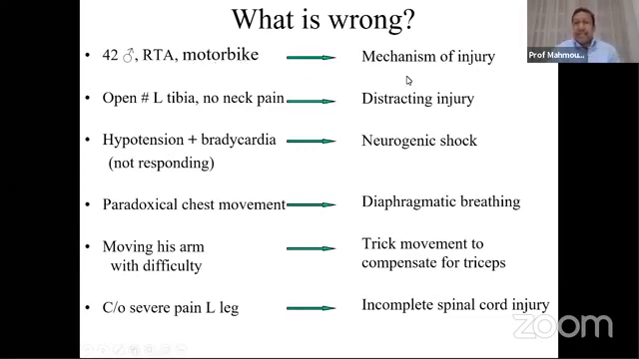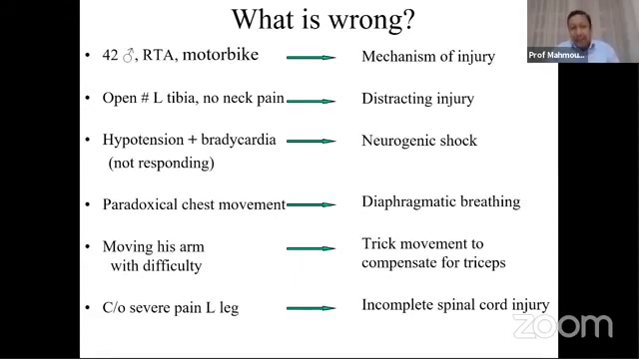Motorbike means the mechanism of injury can cause cervical spine injury. So you must have a high index of suspicion when somebody tells you, okay, I was diving from a very high level and I fell and my head came first and hit the floor. So from the mechanism of injury, if somebody was parachuting, paragliding, on a motorbike, think of cervical spine injury. The open fracture tibia is a distracting injury. That's why this patient did not feel pain in his neck. He was shouting from the pain in his tibia.